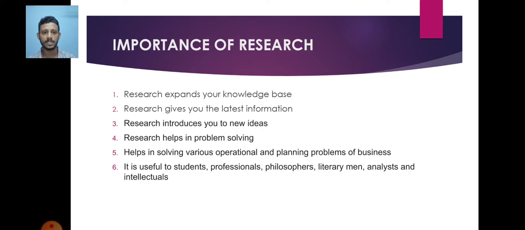Importance of research. Research expands your knowledge base. Research gives you the latest information. Research introduces you to new ideas. Research helps in problem solving, helps in solving various operational and planning problems of a business. It is useful to students, professionals, philosophers, literary men, analysts and intellectuals.